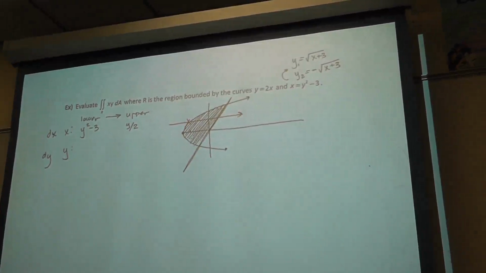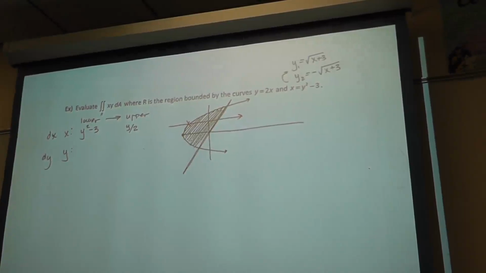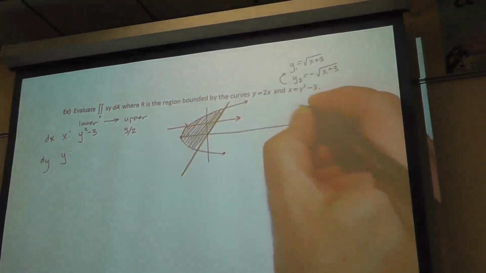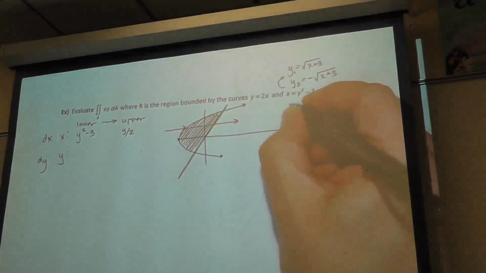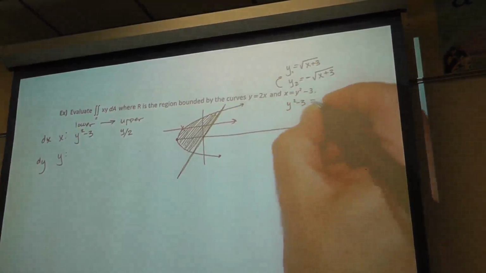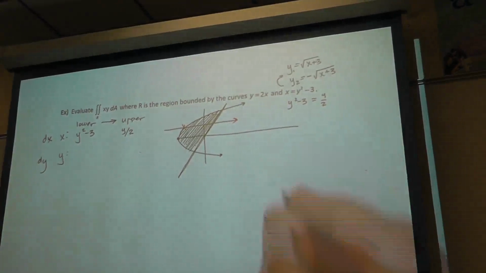Negative square root of 3, square root of 3? No, negative 1.5 and 2. I don't think so. I've got to find out where these two things meet. So this solve for x is y squared minus 3. This solve for x is y over 2. So you set the two equations equal to each other.